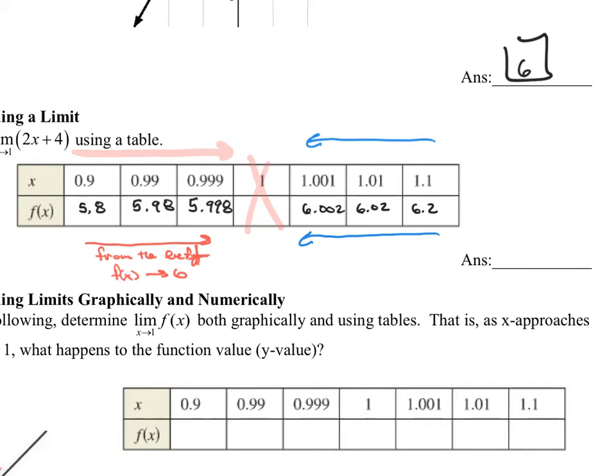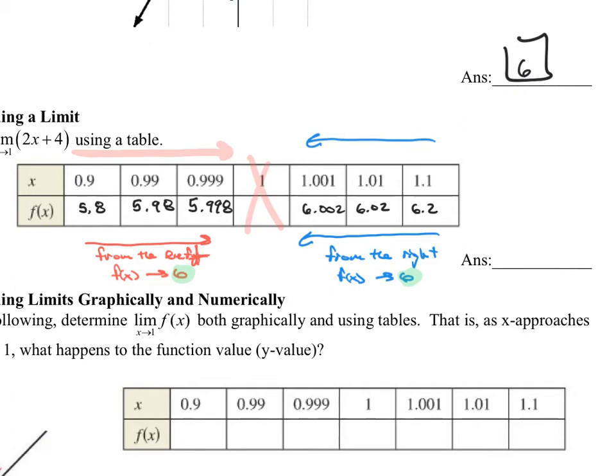that approaching? So I'm going to say from the right, I notice that my function value approaches the number 6. And here's the key that we need to note every single time. These are approaching the exact same y value. They're both approaching 6. Because they're both approaching 6, we know the limit exists, and the answer is that number.